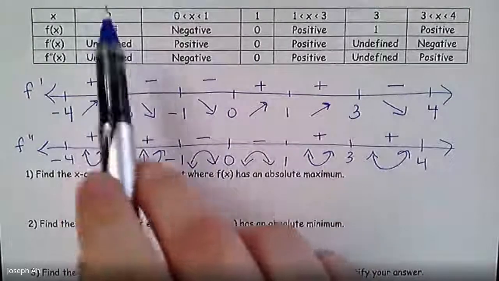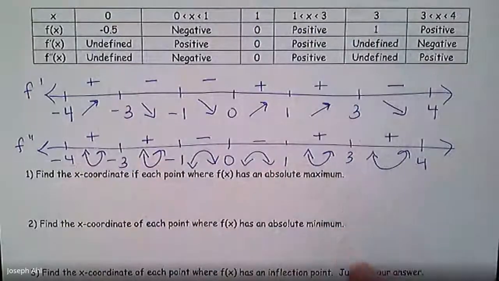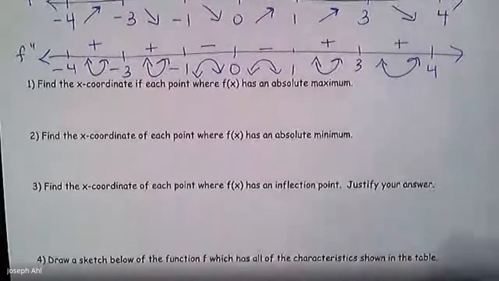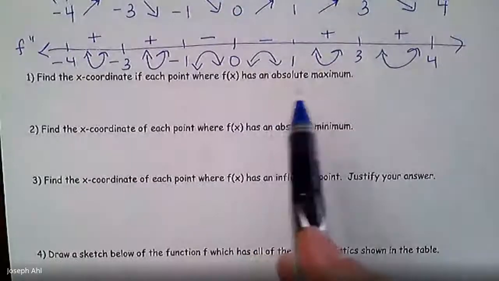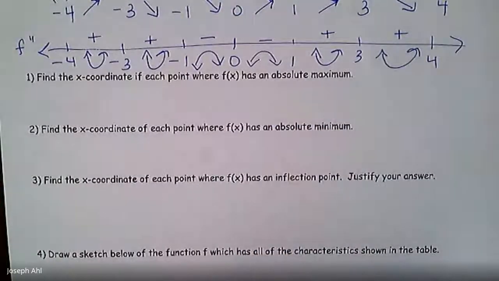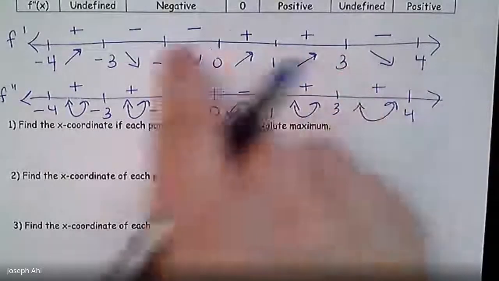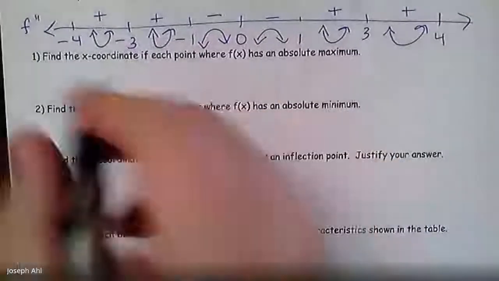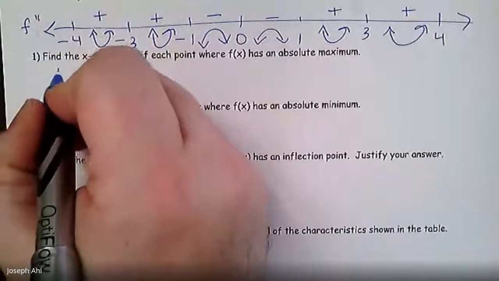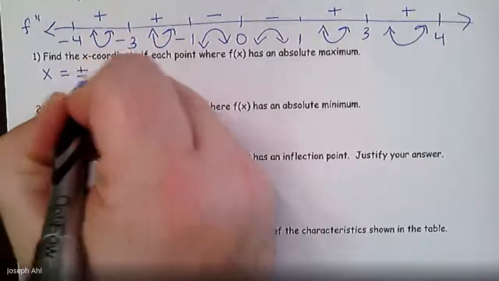By the way, we are given some function values here, so we'll go ahead and include those when we get to making our sketch. But find the x-coordinate for each point where we have an absolute maximum. So we have an absolute max where we go from increasing to decreasing at x equals 3 and x equals negative 3. So we're going to write at x equals plus or minus 3.